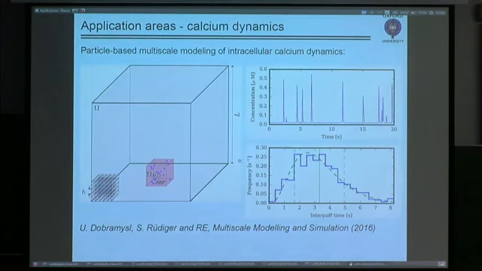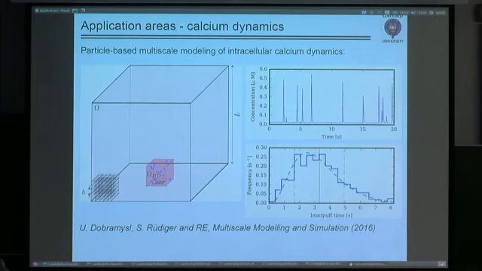And I promised some applications. I'll just briefly mention them if you are interested. We applied this, in work of Ulrich Dobramysl, to modeling calcium dynamics, modeling calcium puffs. In this situation, we are modeling calcium-induced calcium release from the endoplasmic reticulum, and the most interesting dynamics is happening close to a receptor. There are some binding sites where calcium can bind, and then the channels will open, and there is a huge influx of calcium.